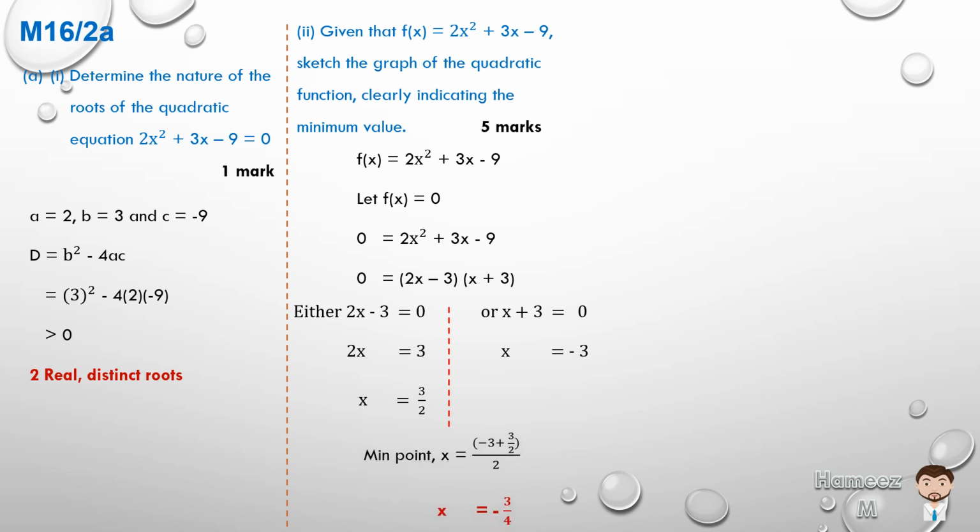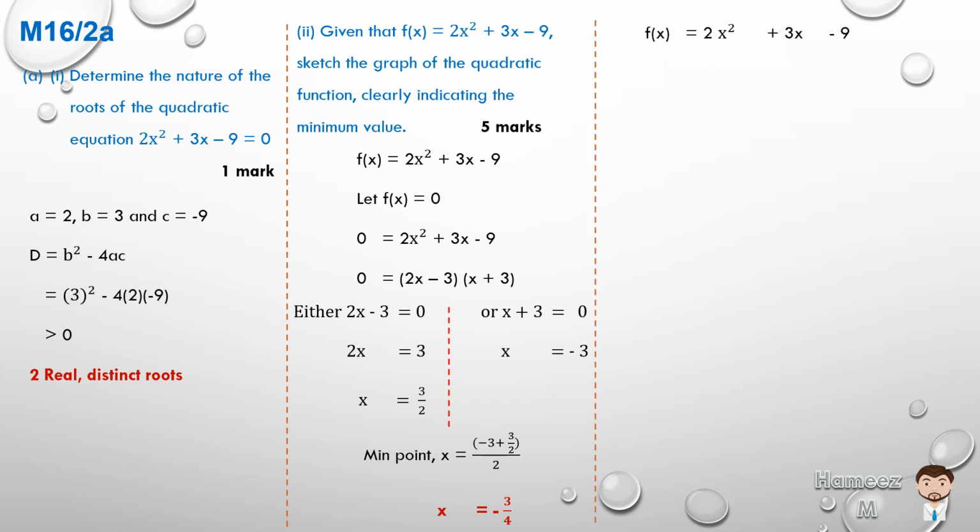So the minimum point, x value is equal to minus 3, that's one root, plus 3 on 2, that's the other root, divided by 2. We're finding the average. And that works out to be minus 3/4. So when x is equal to minus 3/4, that is where the minimum point lies, or the line of symmetry, or the mirror line, or the axis of symmetry. And if we want to find the y value, we can substitute x is equal to minus 3/4 into f of x. So let's write the formula.